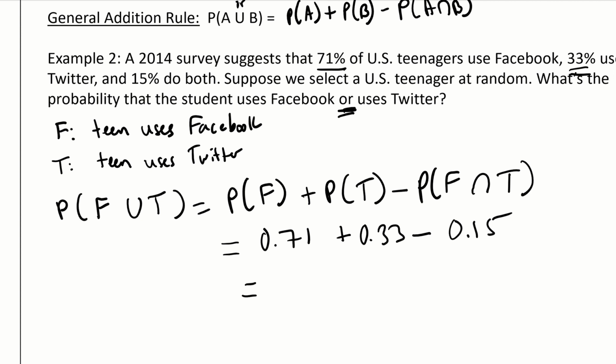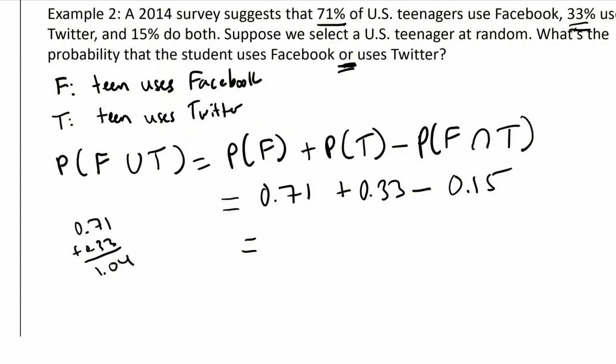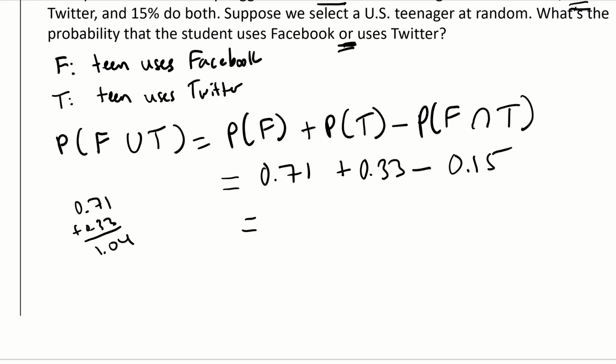All right, so we got 0.71 plus 0.33, which we said was 104%, 1.04. But then we take away the 0.15, okay? And that will give us our probability. So in this case, it's going to be 0.89 for our probability.